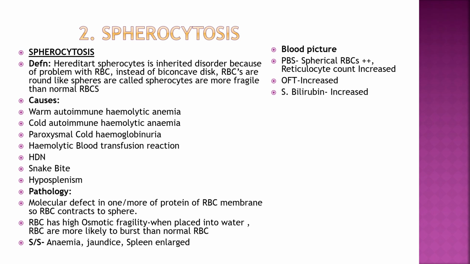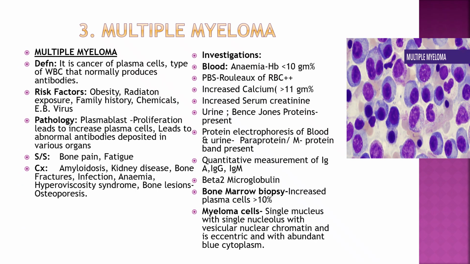The RBC has high osmotic fragility when placed into water. RBCs are more likely to burst than normal RBCs. Symptoms: the patient has anemia, jaundice, enlarged spleen. Blood picture in PBS: spherical RBCs are many, reticulocyte count is increased, osmotic fragility test is increased, serum bilirubin is increased. Multiple myeloma is cancer of plasma cells, one type of WBC that normally produces antibodies.